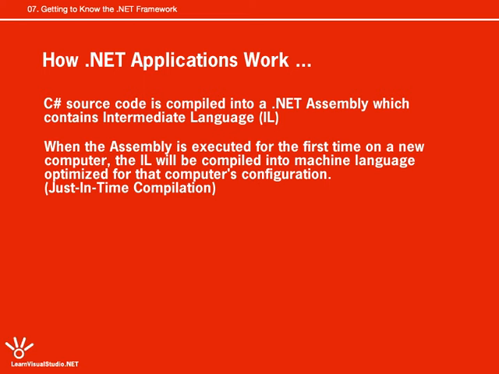Now, when that person actually tries to execute the application the first time, it goes through this just-in-time compilation step. And then all subsequent times, it will use that optimized version of the assembly in order to run from that point on. So that compilation step only happens once.